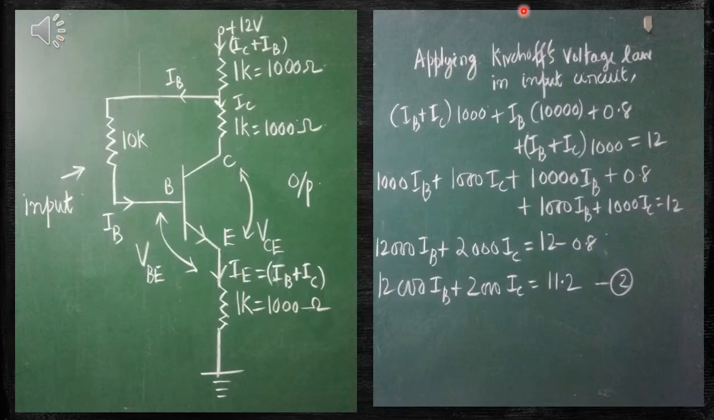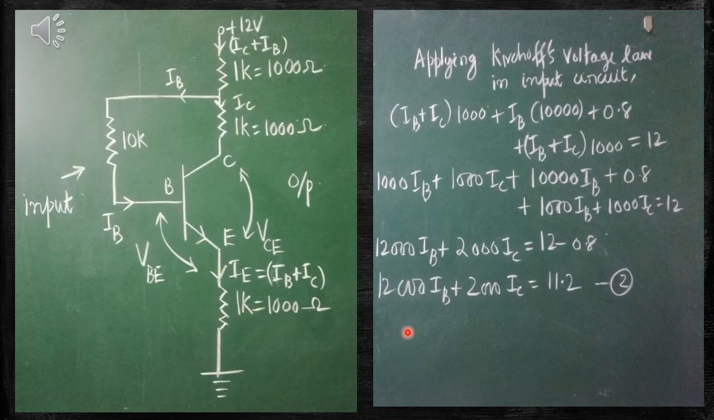Now we have to apply Kirchhoff's voltage law in the input circuit. Look at that, IB plus IC, the total current, passes through 1000 ohm, and then IB is passing through 10K, and VBE value from the data sheet is 0.8. Again IB plus IC passes through 1000 ohm. Are you clear? So these are all the values which are available in the input circuit.